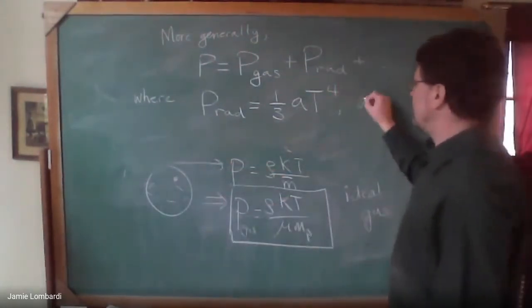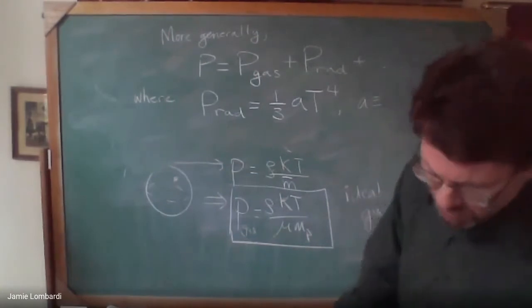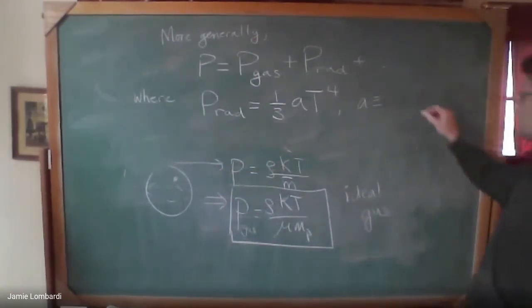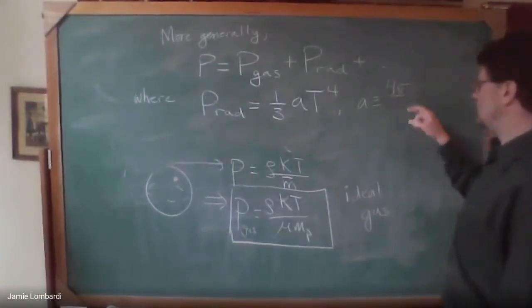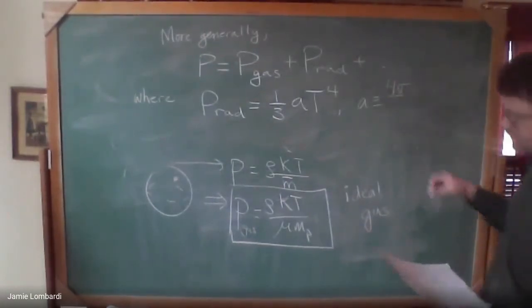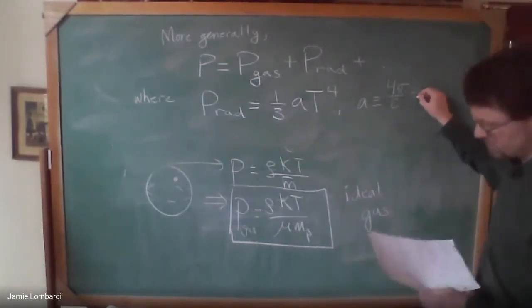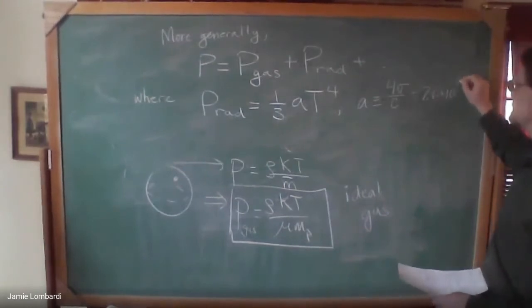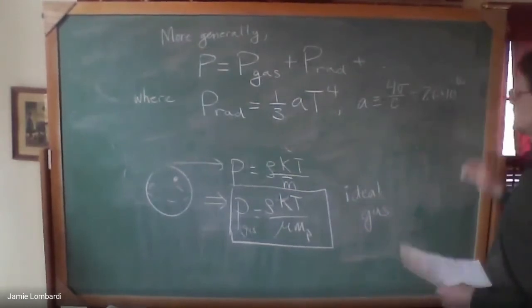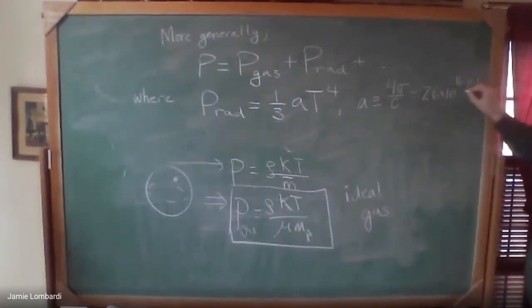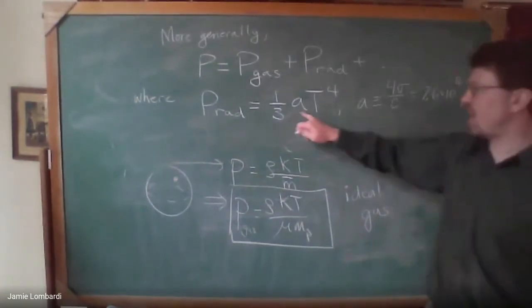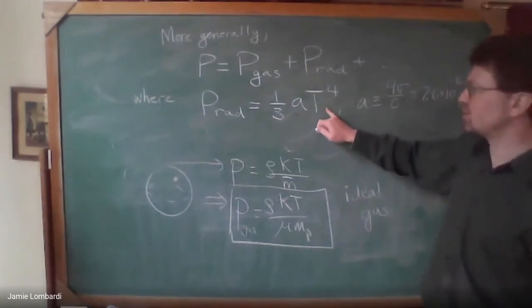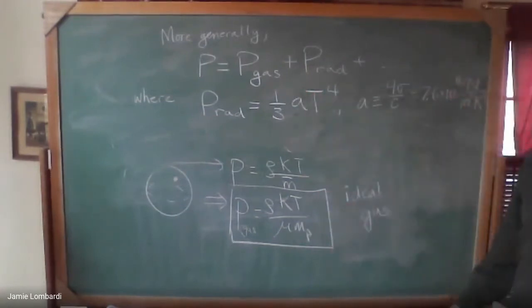A here is the radiation constant, and you can look up its value. It's a constant of nature. It's actually related to sigma, the Stefan-Boltzmann constant. It's 4 sigma over the speed of light, and it's numerically 7.6 times 10 to the minus 16 newtons per meter squared per Kelvin to the 4th. And of course, in SI, it had to have been those units, because when we multiply it by a temperature to the 4th, we need to get a pressure, newtons per meter squared.